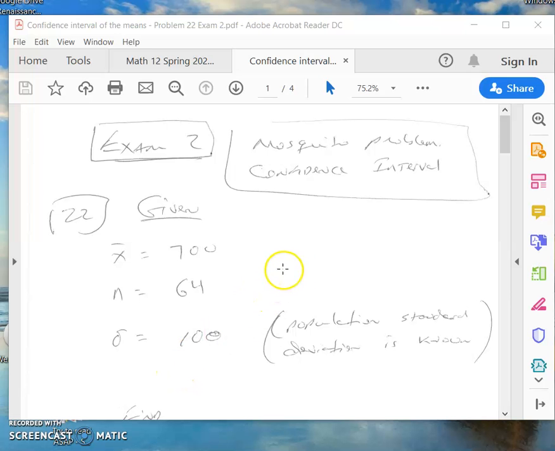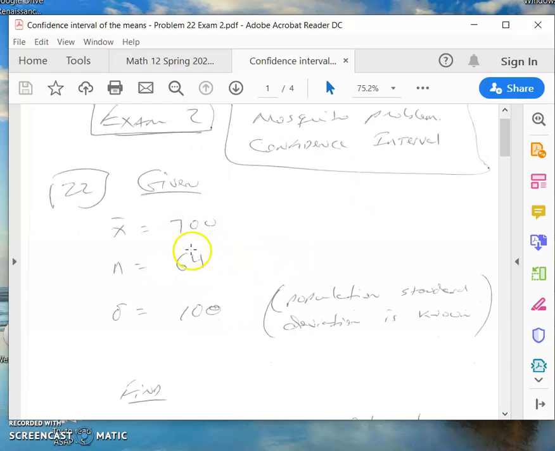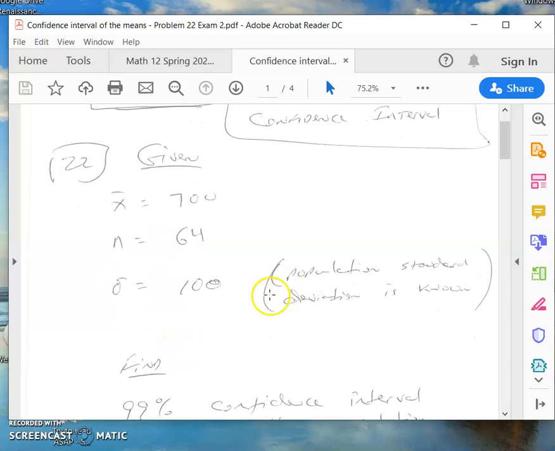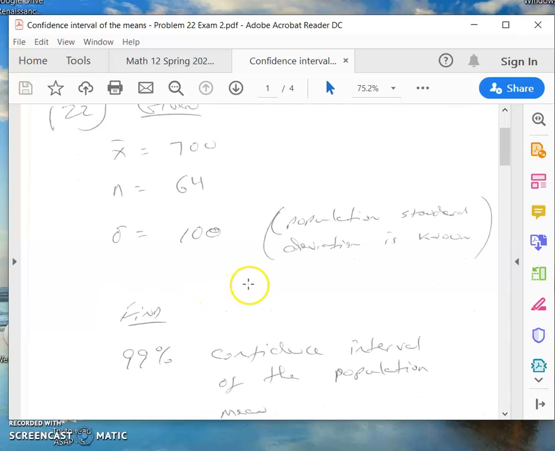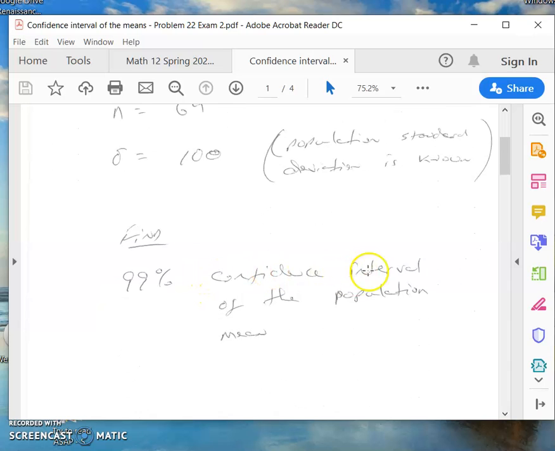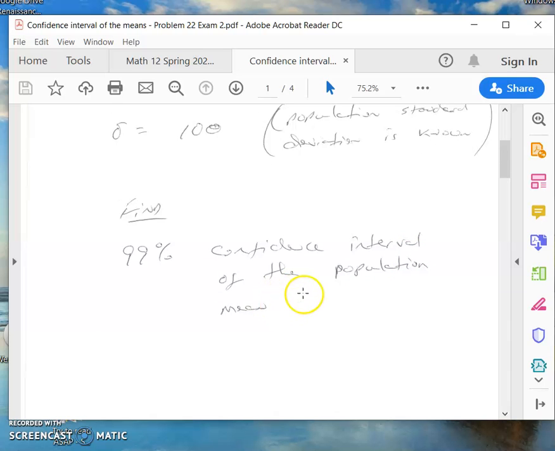Okay, so here's my handwritten solution to this problem. This is exam number 2, problem number 22. This is a confidence interval is what we're looking for in this mosquito problem. All right, so this is the information we're given. Got the X bar, we got the N, we got the sigma. And in this particular case, according to the problem, the population standard deviation is known. So the standard deviation is 100. We want to find the confidence interval of the population mean, the 99% confidence interval.